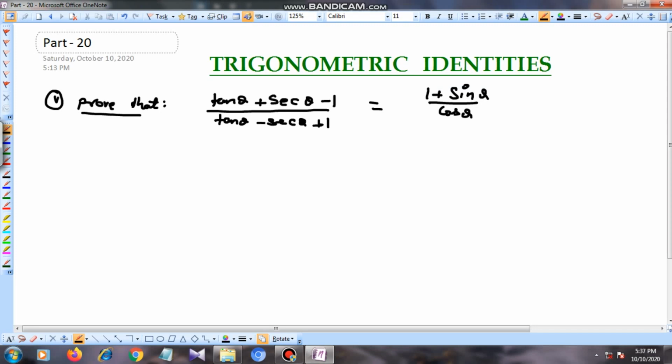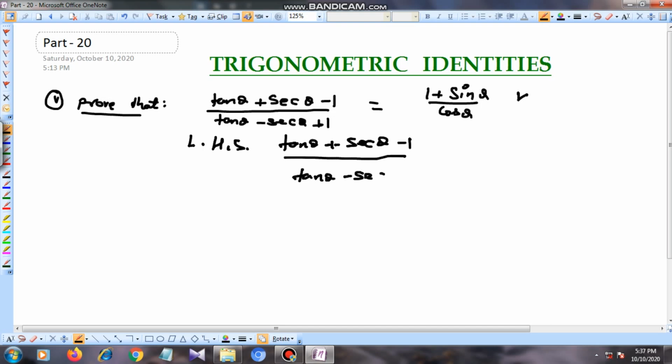Today we will solve some more important identities. Our first identity is (tan theta + sec theta - 1) upon (tan theta - sec theta + 1) equal to (1 + sin theta) upon cos theta, right? So taking LHS: tan theta plus sec theta minus 1 upon tan theta minus sec theta plus 1.